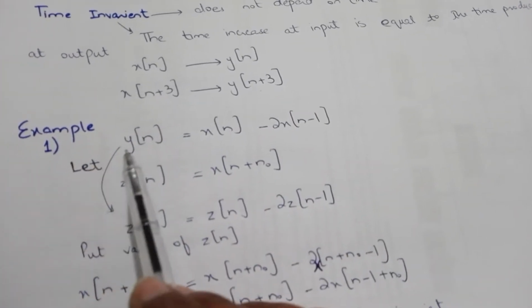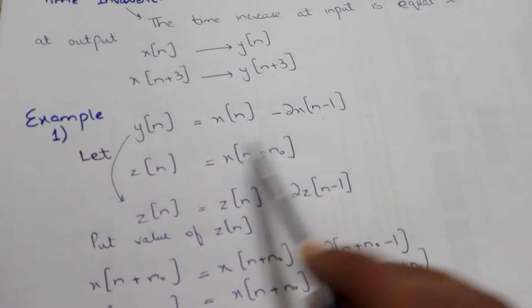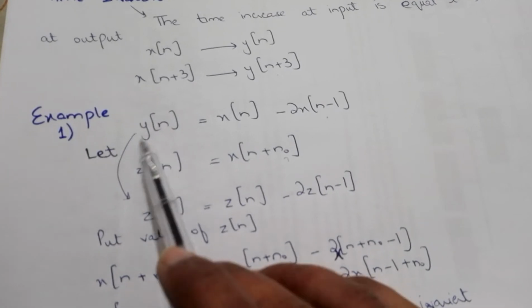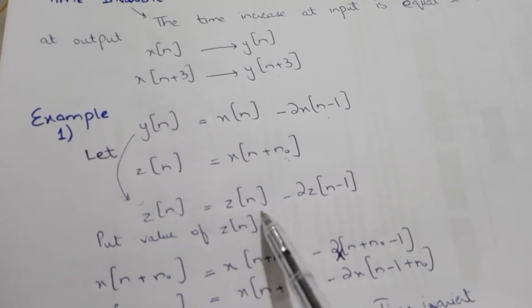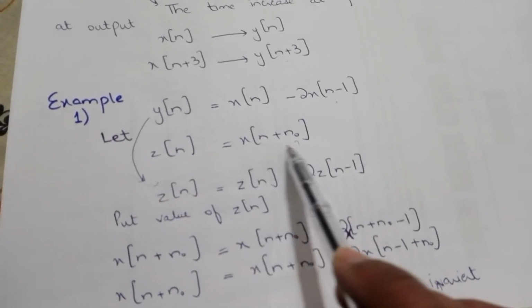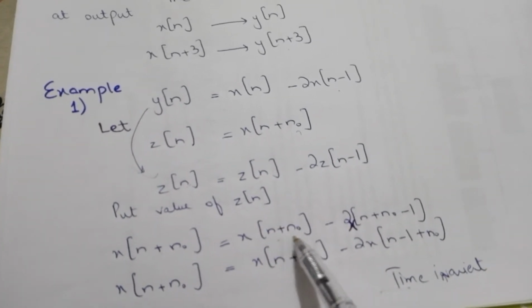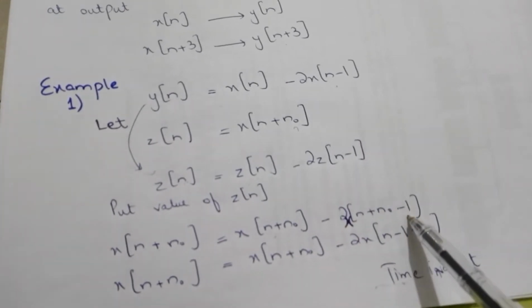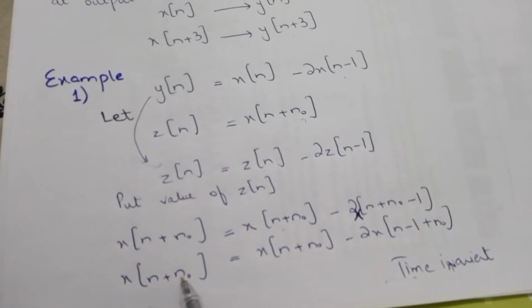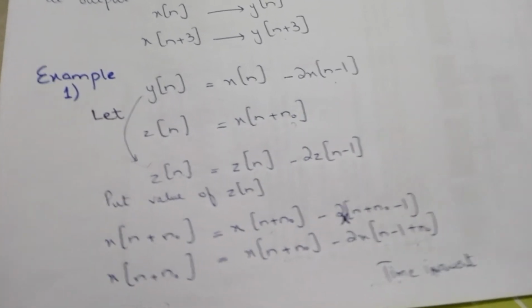Example, we consider y of n is equal to x of n minus 2x of n minus 1. Let z of n is equal to x of n plus n naught. From here we manipulate that y of z of n is equal to z of n minus 2z of n minus 1. Put the value of z of n. Value of z of n is x of n plus n naught. I write it over here, and in place of here I write x of n plus n naught and minus 2x of n plus n naught minus 1. Now I shuffle it, n minus 1 plus n naught. Now the time shift which I change over here is the time shift which is produced at the output, so it is a time invariant system.